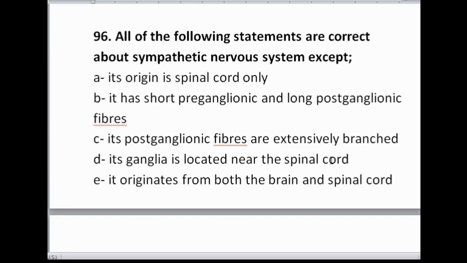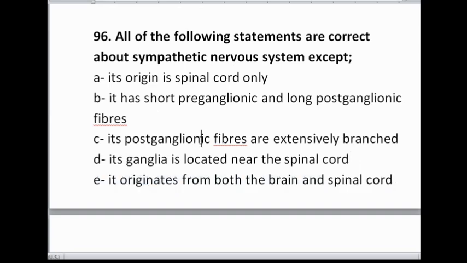And the option E, it originates from both the brain and spinal cord. This is actually not true about the sympathetic nervous system, because it originates only from the spinal cord region and not from the brain. So option number E is the correct answer to this MCQ.